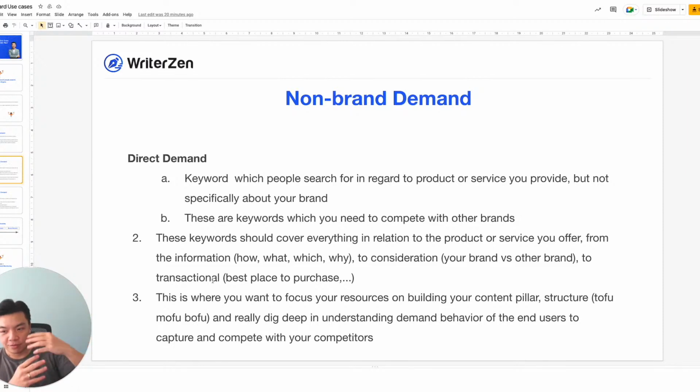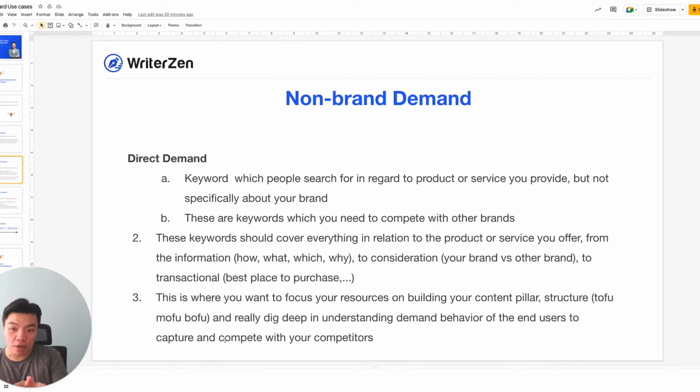So let me repeat. First layer, brand keyword: make sure that you are number one, because you are the owner of the brand. The non-branded keyword is the direct demand, which is every demand regarding the product or service that you provide. This is where the battleground is. TOFU, MOFU, BOFU, everything the tool will be used for is almost for this part. This is where you want to focus your resources in building your content pillar structure, like TOFU, MOFU, BOFU, and really dig deep in understanding the demand behavior of end users to capture and compete with your competitors. So this is where you're trying to be, right?